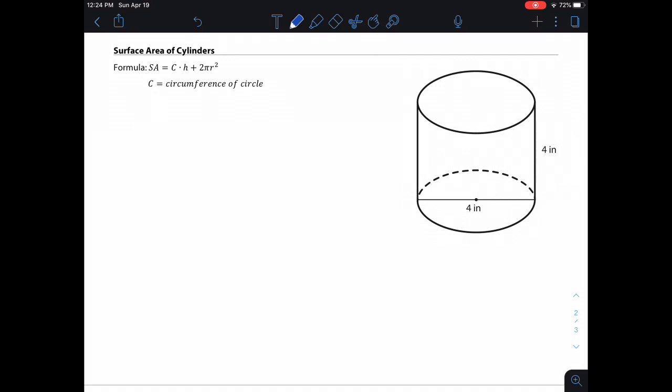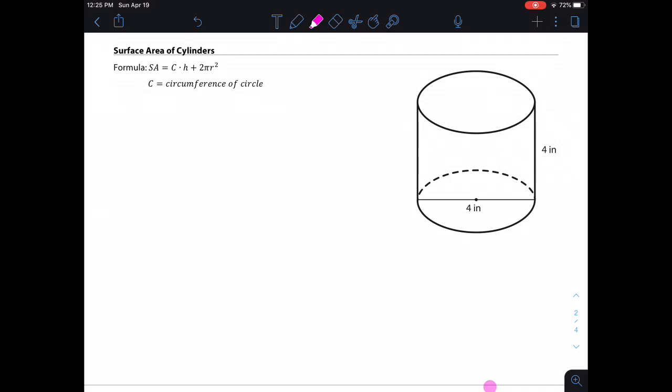So with a cylinder, we have a couple things to think about. One is we have a circle on the top, a circle on the bottom. Those are represented by 2 pi r squared. Now the 2 throws a lot of people off because they think, area of a circle is pi r squared. The circumference of a circle is 2 pi r. Why is he doing 2 pi r squared? Well, the 2 just represents the 2 circles that we have. So I'm just multiplying the area of a circle times 2.